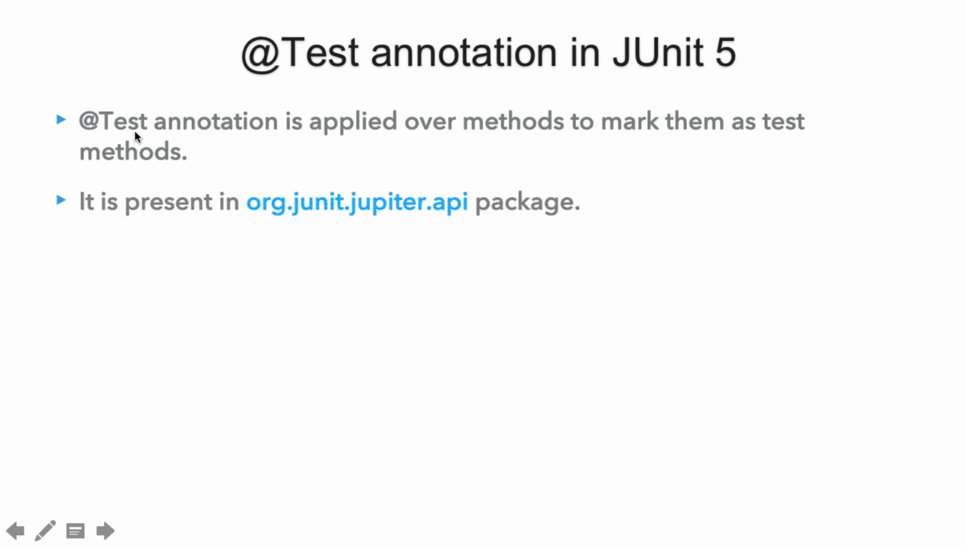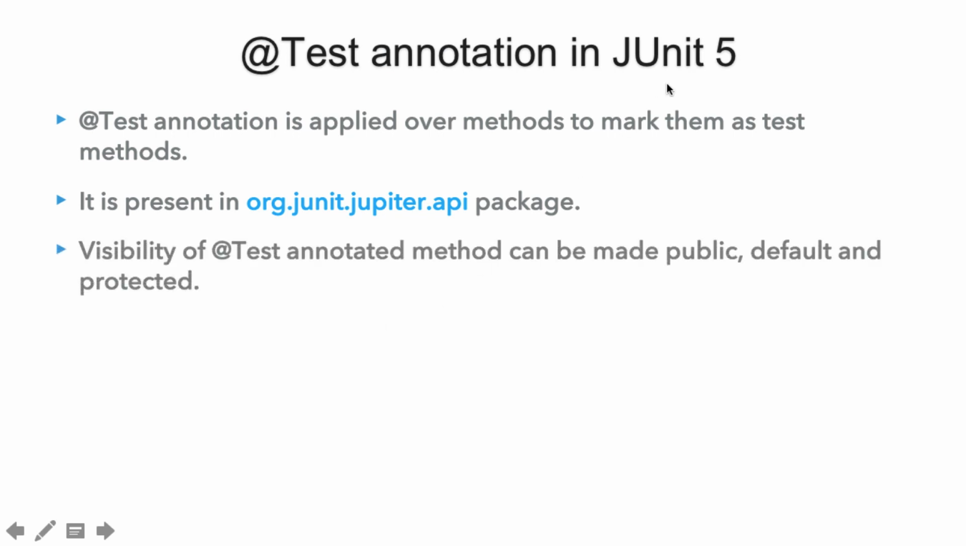One important point is that this @Test annotation is present in the package org.junit.jupiter.api. So this is the package where the @Test annotation is present, and whenever you want to write a test in JUnit 5, we have to use the @Test annotation of this package. The previous version of JUnit, which is JUnit 4, had a different package for the @Test annotation. With the introduction of JUnit 5, they kept it in the package org.junit.jupiter.api.